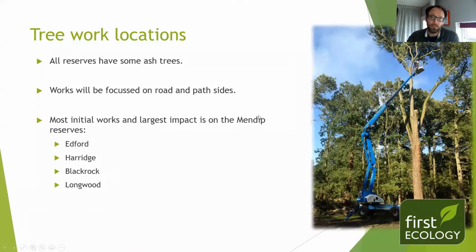So we do have ash trees in many of the reserves, but as I said, particularly across Harwich and right across the Mendips, which are particularly affected because of that underlying soil and rock. We will only do them where we need to do them initially. And these are the reserves that are particularly affected: Edford, Harwich, Blackrock and Longwood. These are the reserves that we've tried to focus our efforts on because they have the highest footfall and would have the biggest impact if there was a failure.